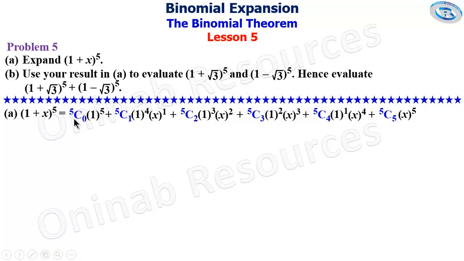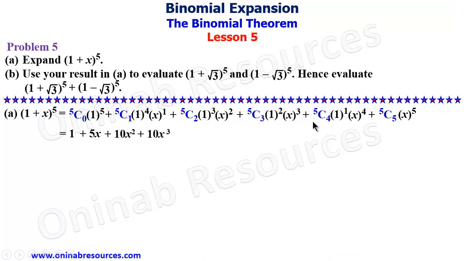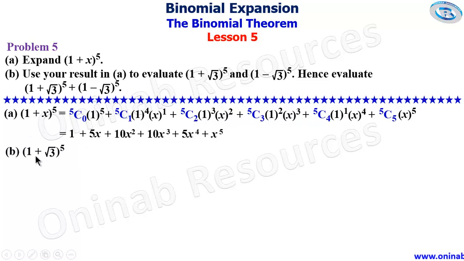So simplifying this is going to give us 1, this is 5x, that's plus 5x, this is going to give us 10x squared plus 10x cubed, then plus 5x raised to the power 4, then plus x raised to the power 5. So we are done with the expansion. The next thing is the b part of the problem.